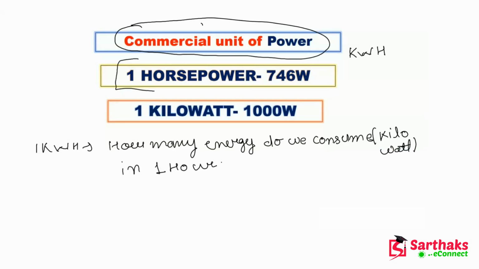Now, this is also another unit of power, and it is horsepower. And 1 horsepower is equal to 746 watt. So this is additional information. You can remember this point also, that 1 horsepower is equal to 746 watt.